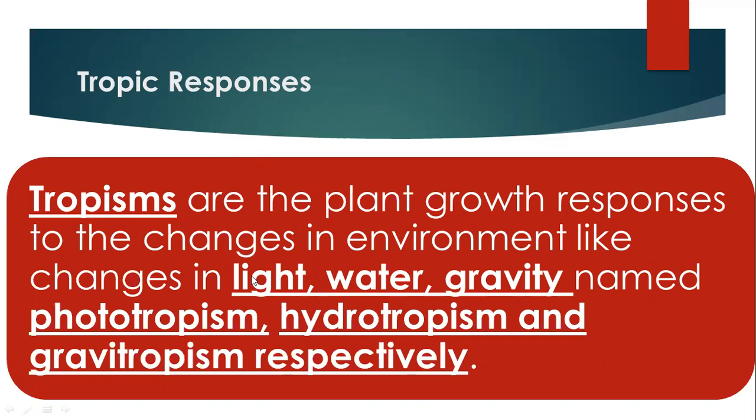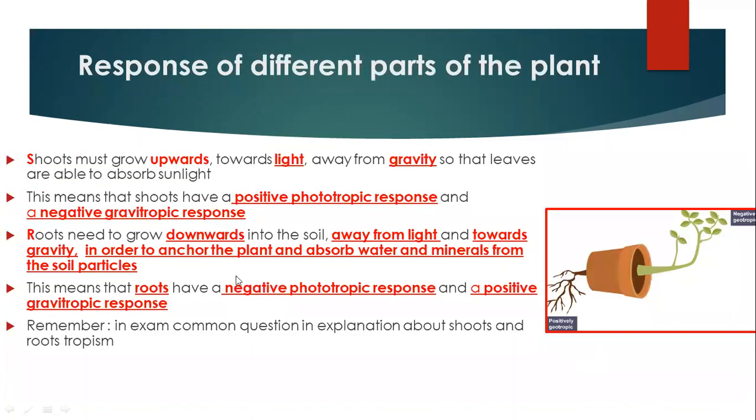For changes in light, we call it phototropism. What's phototropism? It is the plant growth response to light. And hydrotropism is the plant growth response to water. And gravitropism is the plant growth response to gravity, and so on. Okay? So different parts of the plant respond specifically.